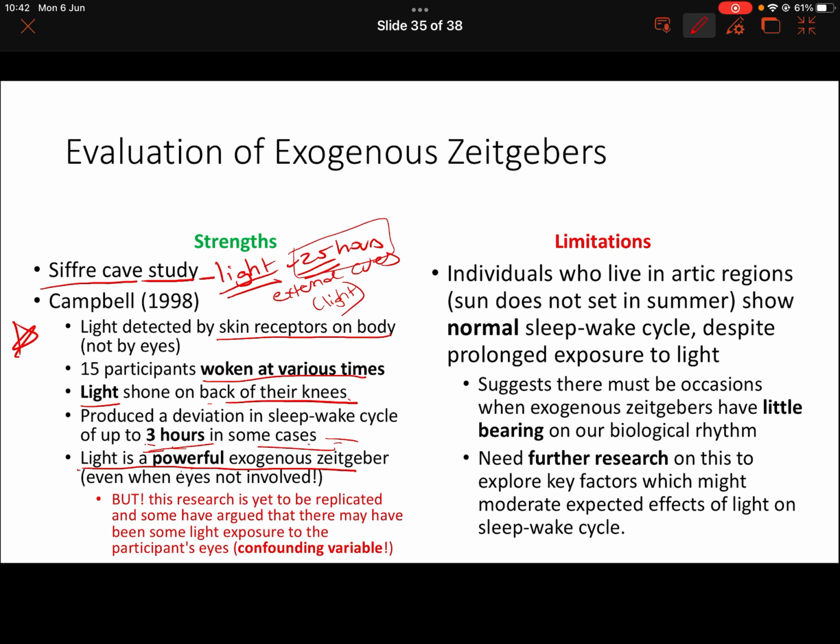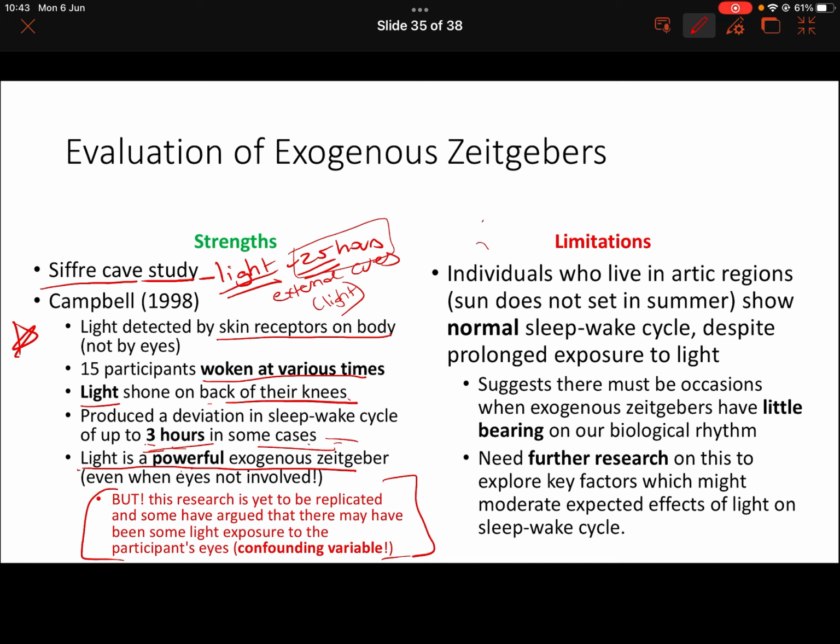But we must be cautious here. This research, despite now being quite old, has not been replicated. And some may argue that there were key issues in the actual study itself, where although they thought that the light was just shining on the back of participants' knees, actually there was surrounding light from the torch that may have made its way to the participants' eyes, which causes a confounding variable there. That makes us question how effective light might be, particularly when the light information is not received by the eyes.